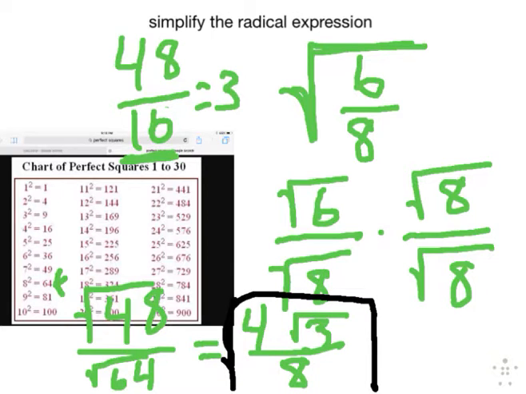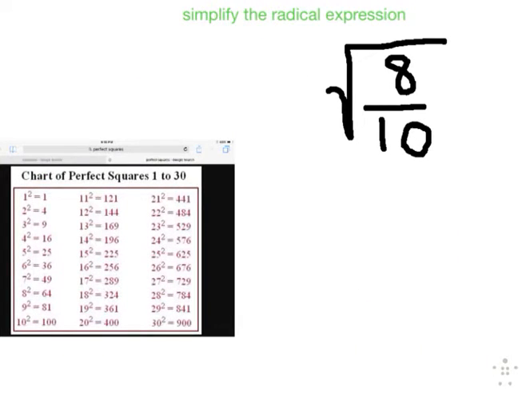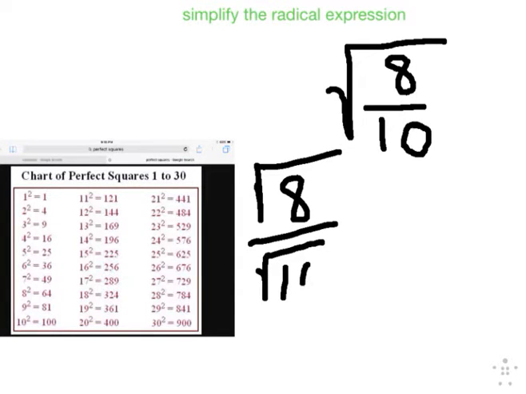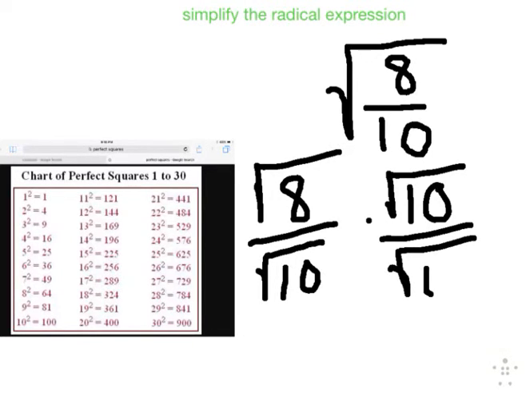Let's go ahead and try another example like that. Here we have 8 square root of 10. So remember, we're going to separate it. We take it to the square root of 8 over the square root of 10. Now we don't want a square root in the bottom, so we're just going to go ahead and take the square root of 10 and multiply the top and the bottom by the square root of 10 again. So you always have to multiply the top and the bottom when you multiply something.